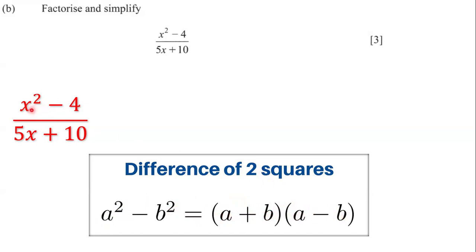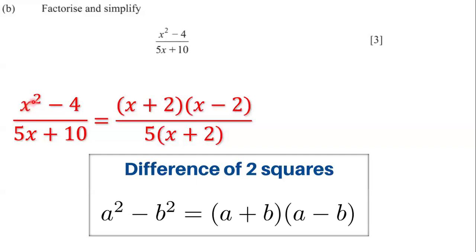And so here we have x squared minus 4. What is the square root of x squared? Well, the square root of x squared is x. Now, what is the square root of 4? Well, the square root of 4 is 2. And so we add them and then we subtract them. So we have x plus 2 multiplied by x minus 2.